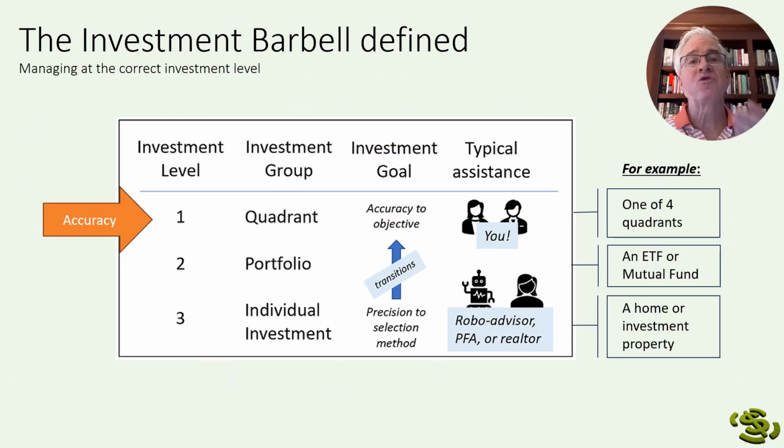The quadrant is where we manage the strategy. Each one of those four quadrants. The IBS quadrant is where we manage the strategy and the accuracy of our wealth situation to that strategy.